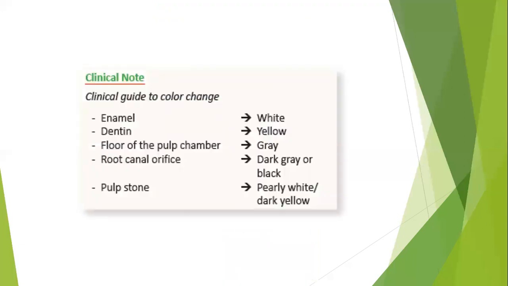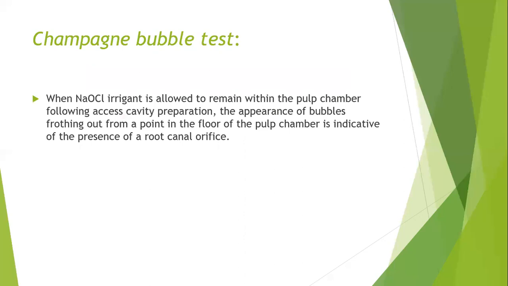Then different areas will have different colors. Enamel will be whitish in appearance, dentin much more yellow, floor of the pulp chamber gray, root canal orifices will be seen as dark gray or black areas, and pulp stones will be seen as pearly white or dark yellow. Then champagne bubble test. This is a test which we usually do when we doubt or suspect an extra canal, such as in the maxillary first molar, if you doubt there is an extra mesiobuccal canal or MB2, and in the case of mandibular molars, an extra canal like the middle mesial canal.